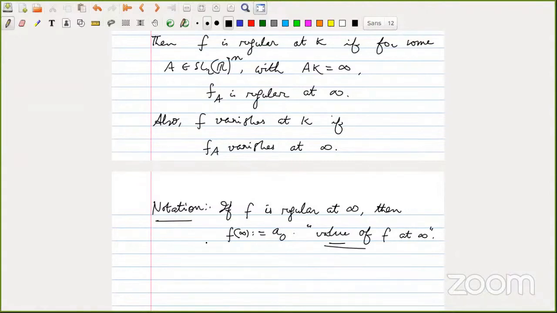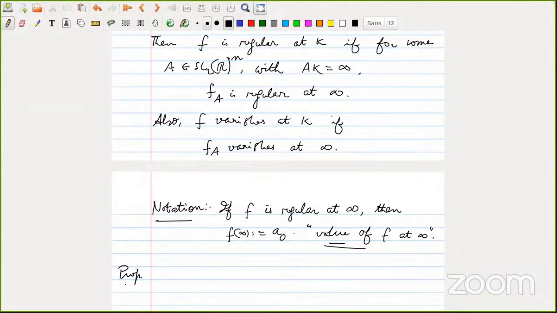Okay, and does it allow us to define the value at other cusps? No, because it will depend. This value is going to depend upon the choice of A. Whether it is 0 or not doesn't depend upon the choice of A, but the exact value will depend upon A, though it is a non-zero factor.